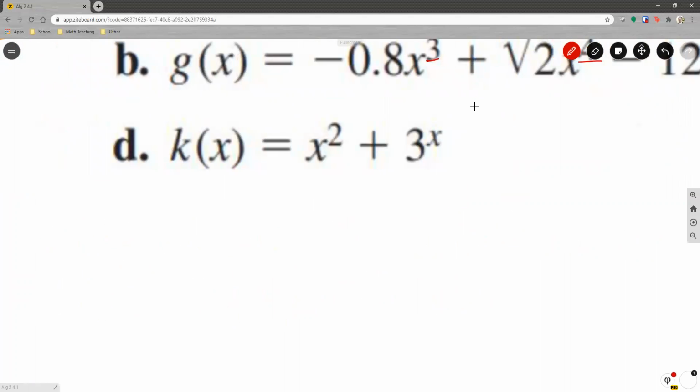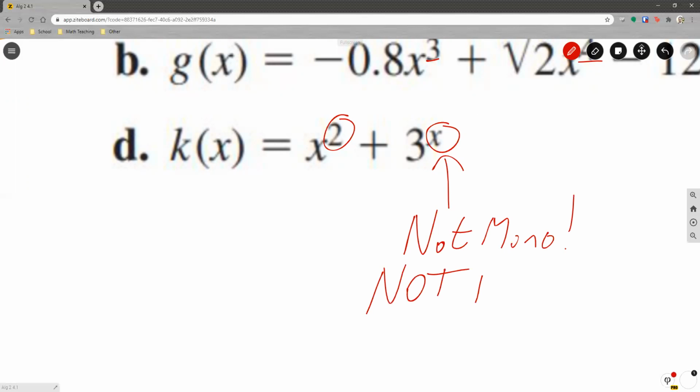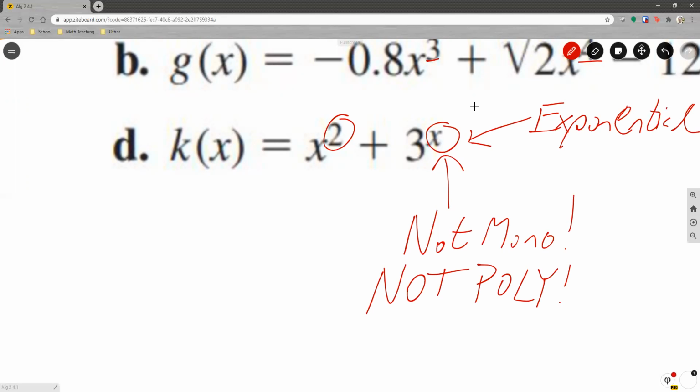Last one, k of x equals x squared plus 3 to the x. Well, again, we're going to have a problem. The 2 checks out, but we've got an x for the exponent there. That doesn't work. This is not a monomial, so it's not a polynomial. And again, this is actually what we call an exponential. Bad handwriting. Let's fix that. An exponential, and again, we'll be dealing with those in chapter 6.